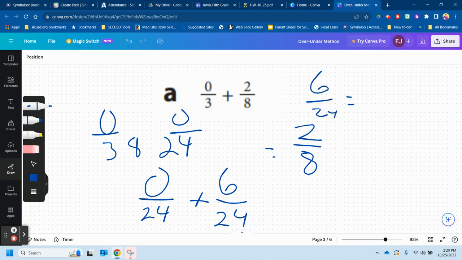And if I divide the numerator by 3, I get 2. If I divide the denominator by 3, I get 8. I get the same. So basically, 0 plus a number is that same number. So I did all that work for nothing. It's 2/8, or that could be 1/4.